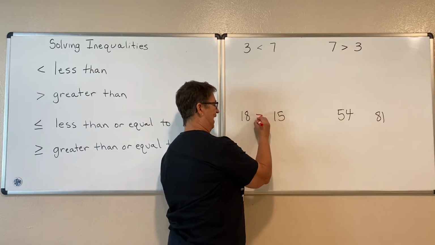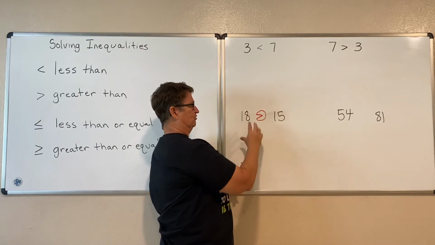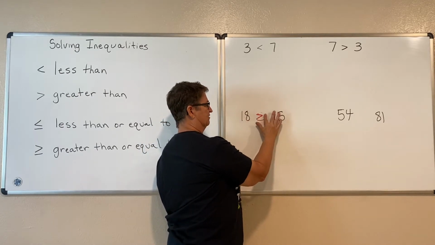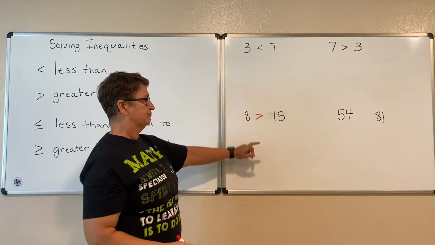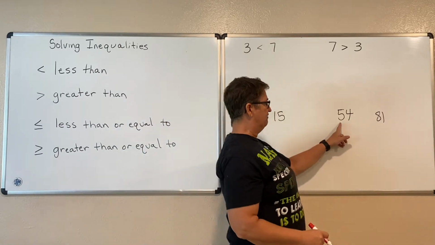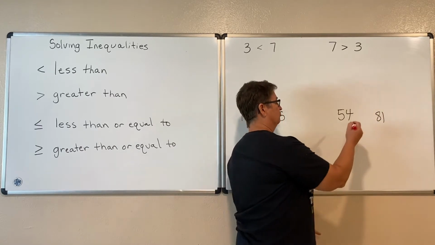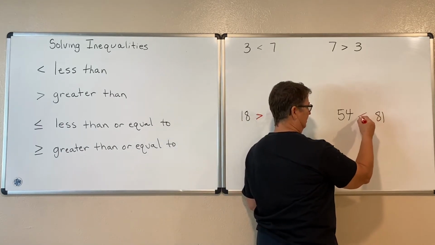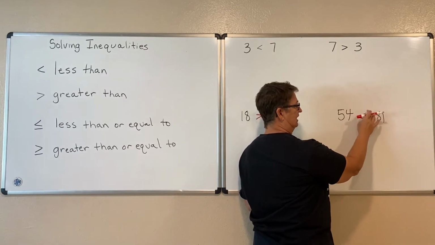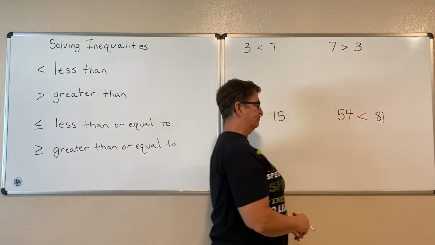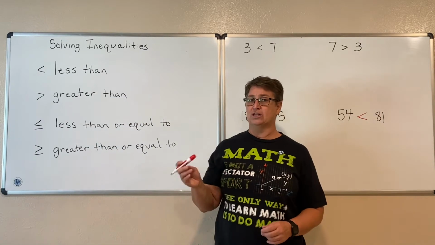Maybe you learned that Pac-Man eats the bigger number. So we can use that greater than symbol, so that Pac-Man is eating that 15. In this case, 54 is less than 81. So again, when we put that symbol in, we want to put in the less than, where our Pac-Man again eats the bigger number. So there's some basics about our inequality symbols.